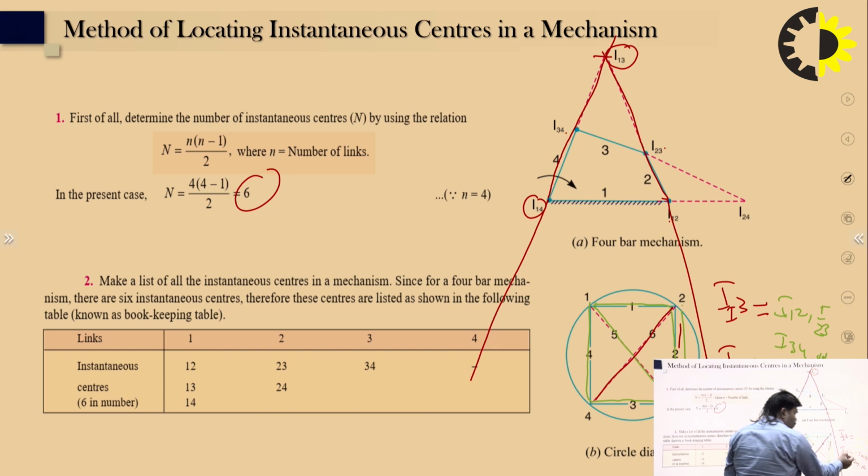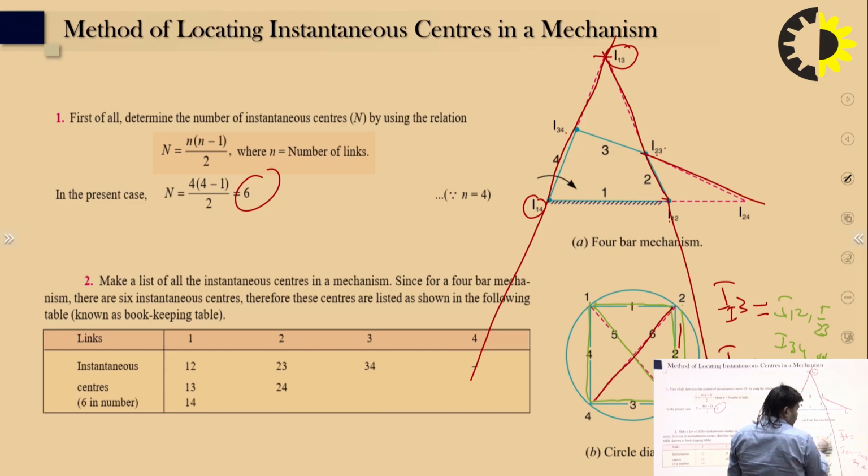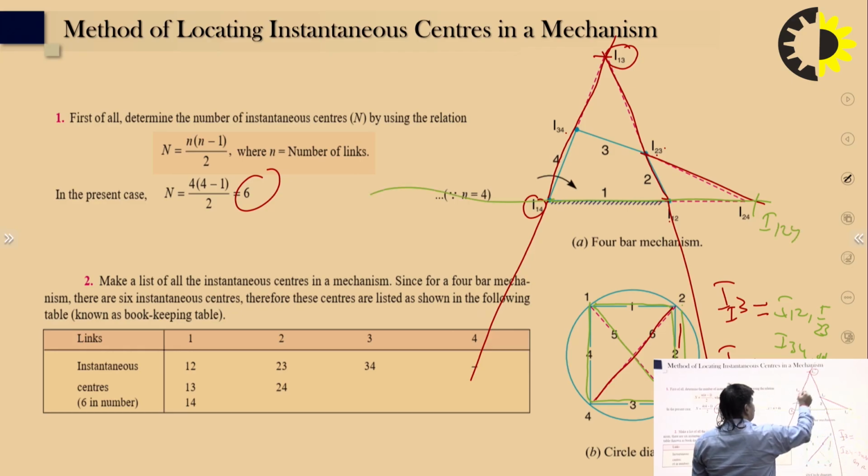Second is I 2, 4. The I 2, 3 and 3, 4 lines will be extended. And second, I 1, 4 and 2, 4 are extended. They connect at that point. This point is called the I 2, 4. If you extend in the left direction, these will never meet, right?